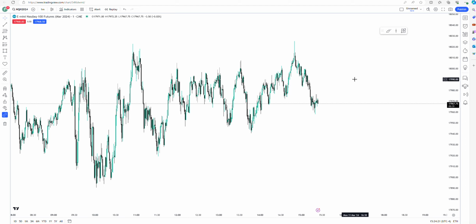Alright guys, so in today's video we're going to be backtesting what's called the Asian liquidity model. Essentially what it relies on is mapping out the Asian session range, waiting for one part of the range to be taken out and seeing if we can trade to the opposite side of the range. So let's get straight into it.